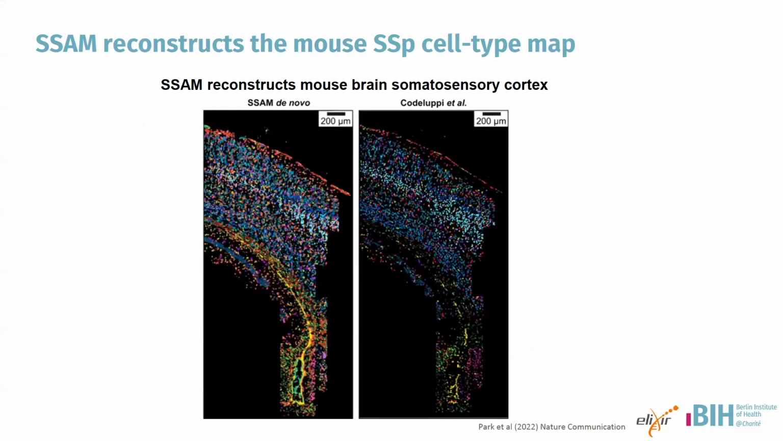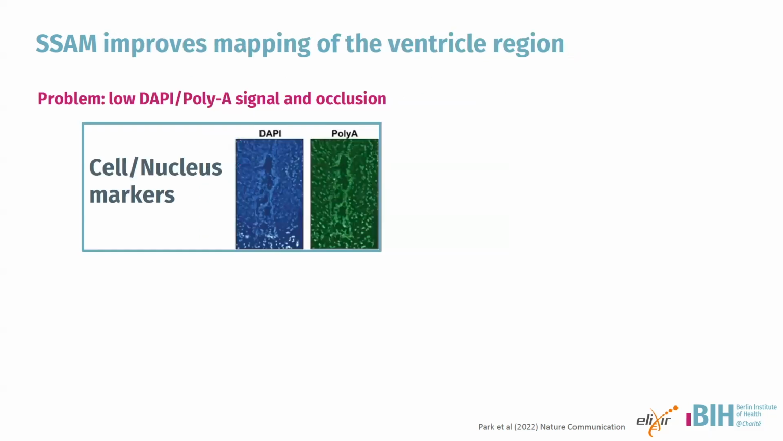We compared our cell type map to the original. Generally, we have a very strong likeness. What we do like to point out, however, is that the density of what's annotated is much richer, and in particular in this region here, which is the ventricle. We can zoom in a little bit to figure out why it wasn't annotated so well in the original data.